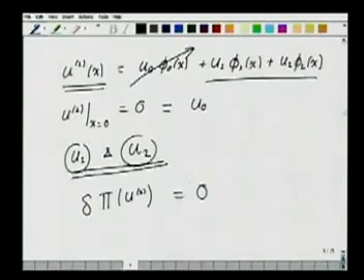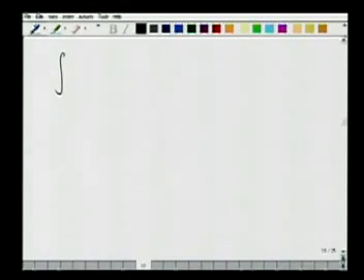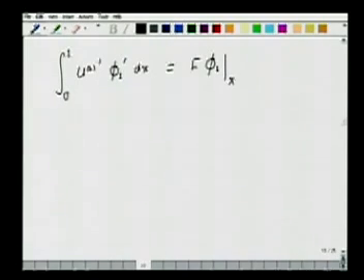So, what do we get? We will get, let us take the second problem only, integral 0 to 1 u2 prime phi 1 prime dx is equal to f phi 1 evaluated at the point x equal to half plus p phi 1 evaluated at the point x equal to 1.